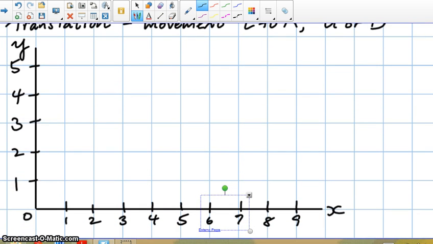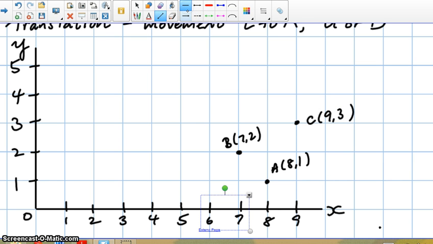I'm going to continue. So in my first quadrant I have on the y-axis 0 to 5 and on the x-axis 0 to 9. We're going to deal with triangle ABC. Let's say that point A is at (8, 1), so plot this on your graph too. Let's say point B, or vertex B, is at (7, 2), and then C is at (9, 3). I'm going to connect these points with a ruler.